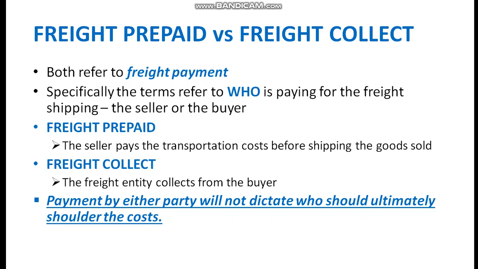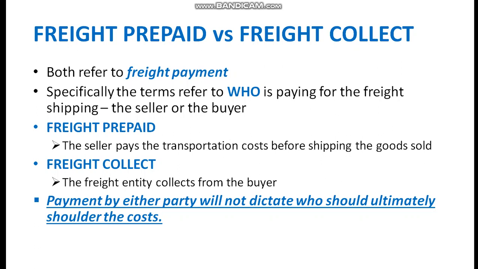So, ang tanong dito, alin ba ang masusunod? Freight prepaid or freight collect or FOB destination, FOB shipping point? Ang dapat masunod is ano ba ang kanilang usapan? At ang usapan is either ano lang, freight, FOB destination or FOB shipping point. So, paano ganyan na nagka-ano siya, nag-conflict siya?